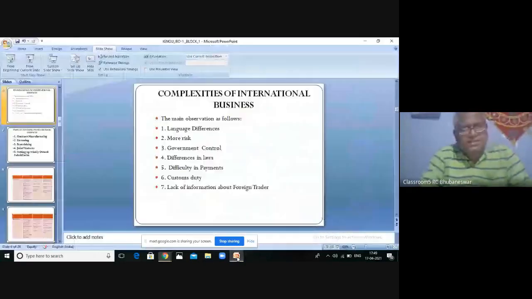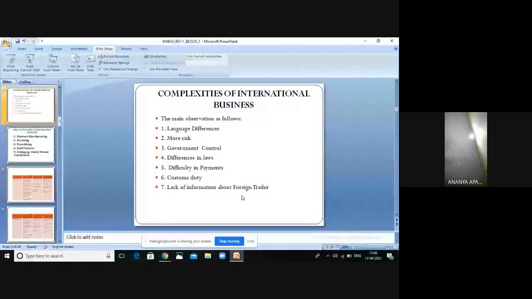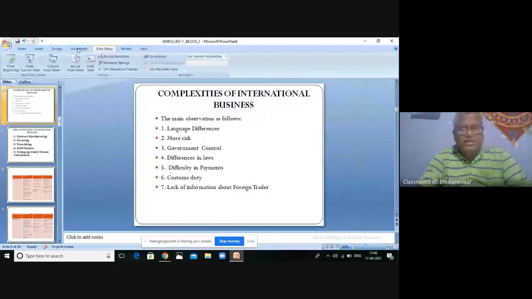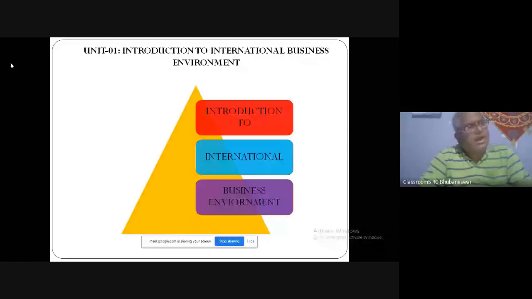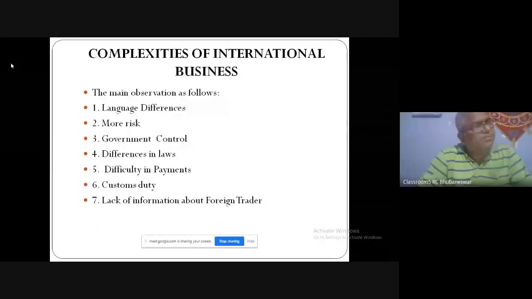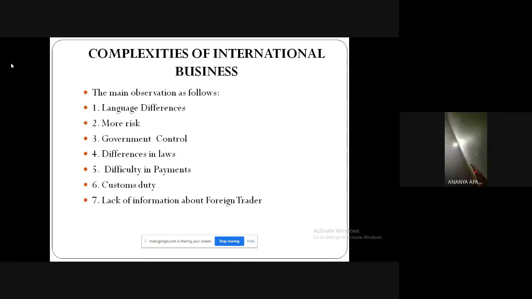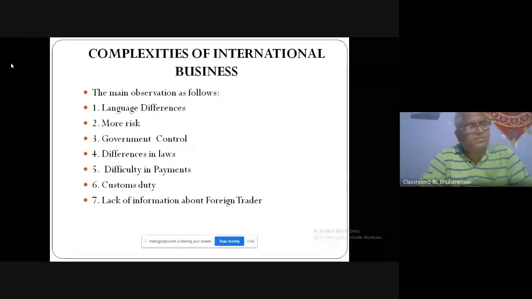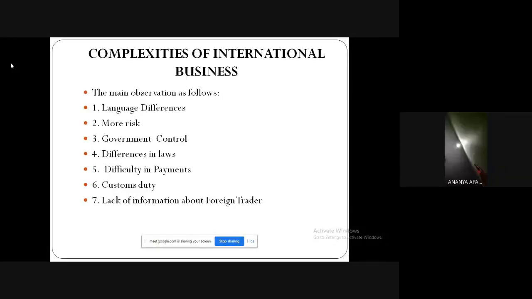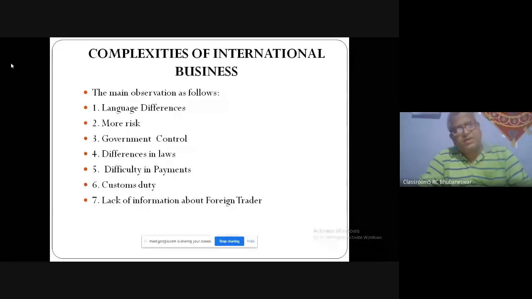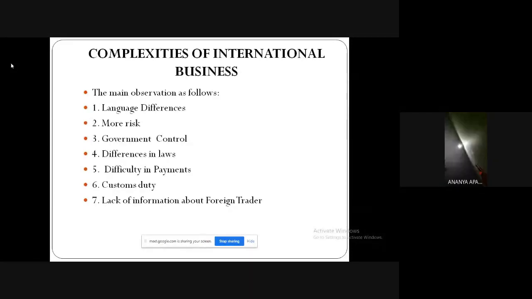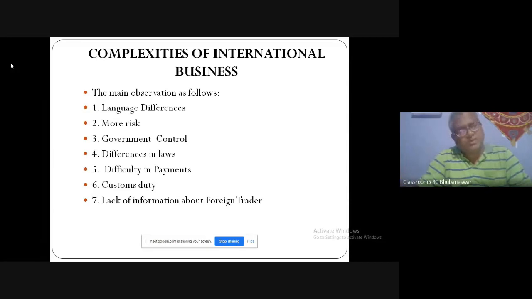Another one is what is called government control. Government control means there are rules and regulations under the government for exporting and importing of the product, or various licenses are to be taken from the government. One country's government has one type of rules and regulations, and some other country's government has another type of rules and regulations.